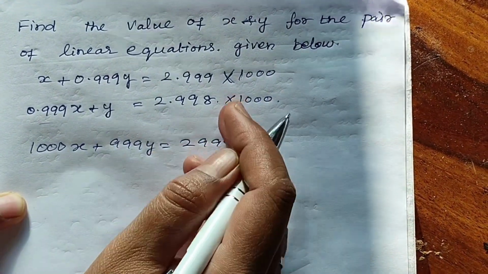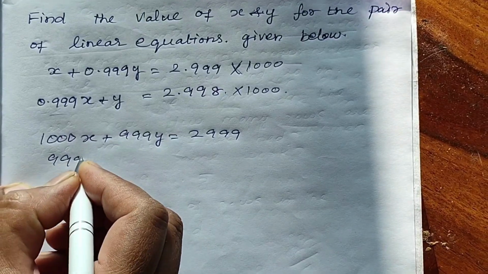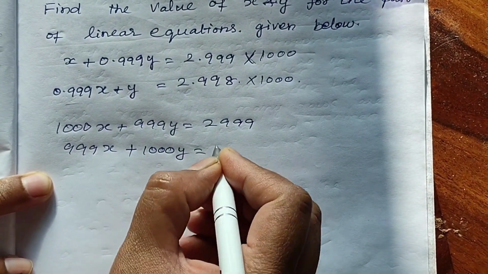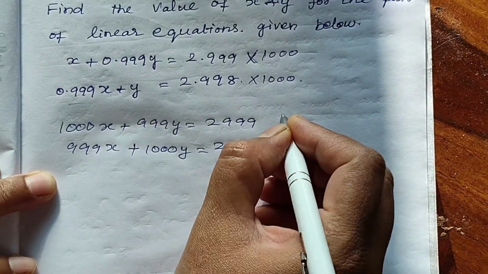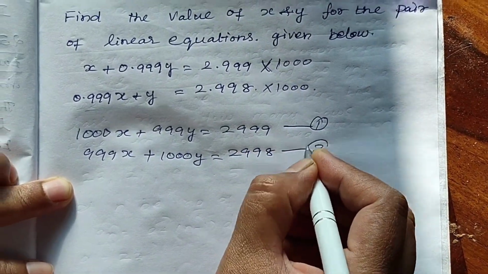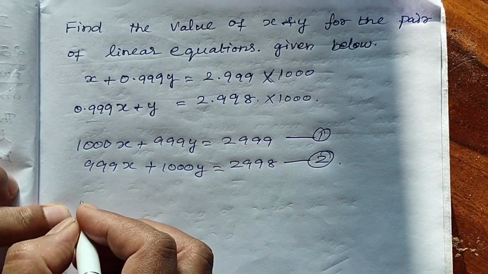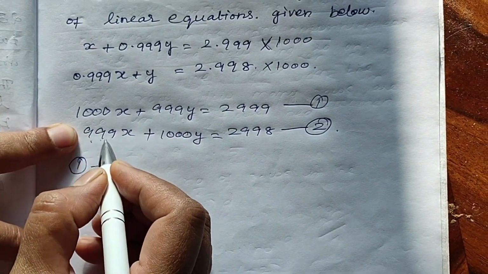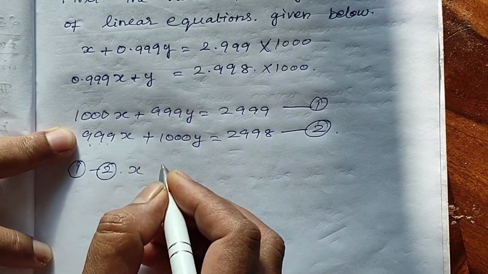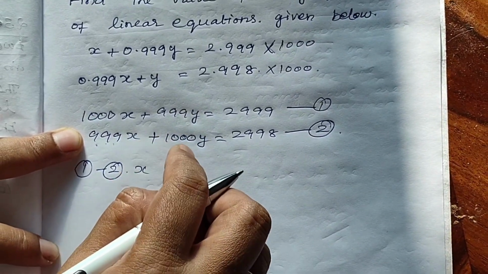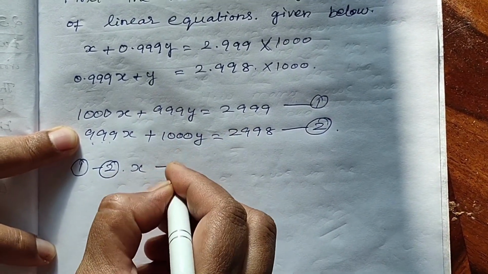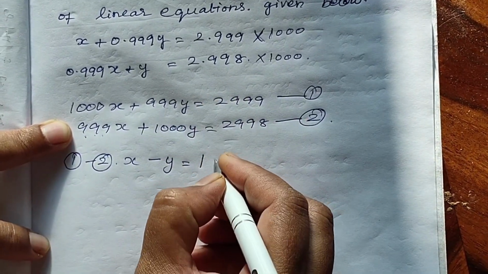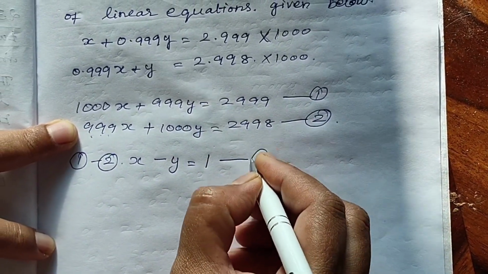Then next one, by 1000, what you get is 999x plus 1000y equal to 2998. This is the first equation and this one is the second equation. Then 1 minus 2. What you get is, here 1000 minus 999, therefore 1x, therefore x. Here it is minus, therefore minus y. Here it is minus, here plus, therefore it is equal to 1. So that is the third equation.